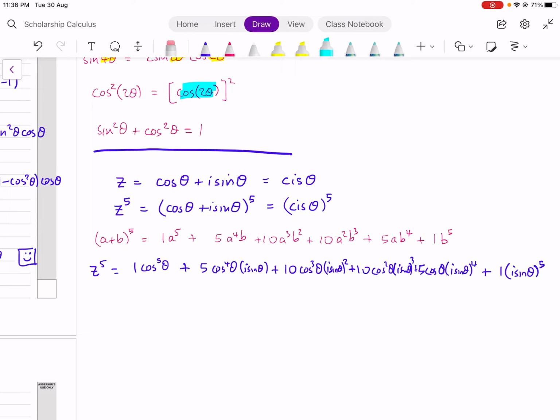if we go back to cis theta to the 5, and we power that, de Moivre's theorem tells us that if z is r cis theta, then z to the n is r to the n cis n theta. That's a fundamental of complex numbers. So what that tells me is that z to the 5 is just equal to cis 5 theta, which is cos 5 theta plus i sine 5 theta. Okay, they're both expressions for the same thing.